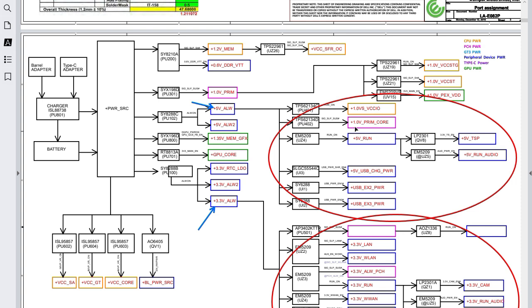We have 1 volt for prime core, we have plus 5 volt RAM, we have USB, as you can see, basically USB connectors, for audio, for the hard disk drive, and many other peripherals. So do you see? All these voltages here are developed or extracted from these two voltages, plus 5 volt and plus 3.3 volt.